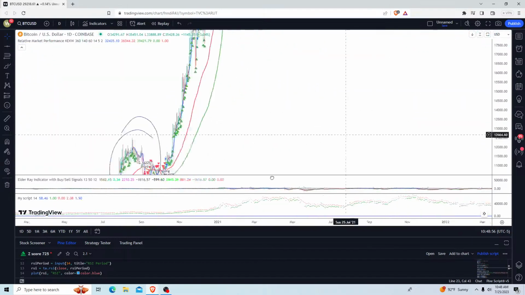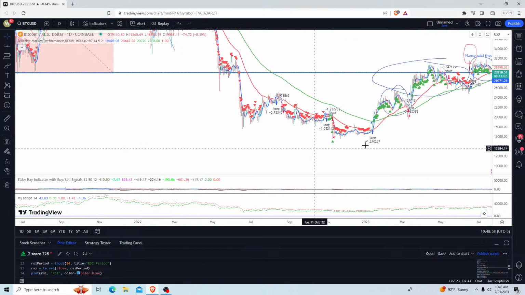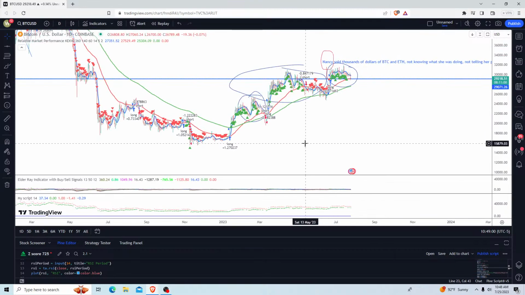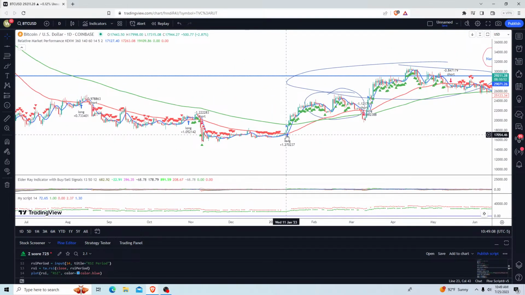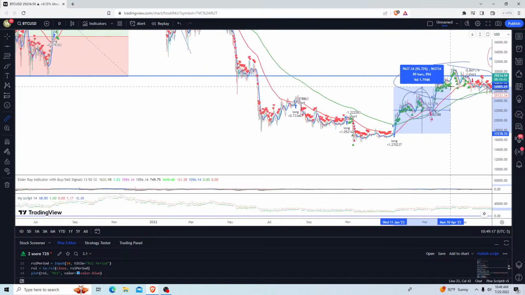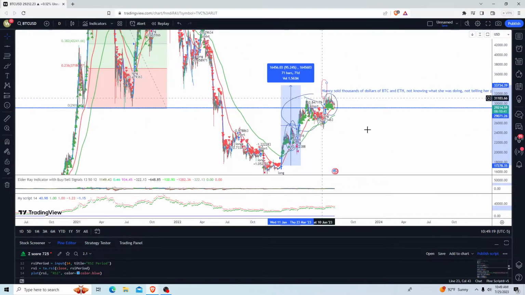And now I'm going to do the same thing up here. So now I'm measuring from this breakout, January 11th, plus 232 days.